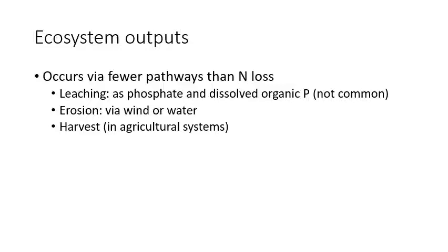Leaching occurs in the same way as nitrogen, when you've got the phosphate ions and you've got dissolved organic phosphorus in the soil solution, and then water runs through the soil and out into the groundwater or the streams, then it's leached from the system.